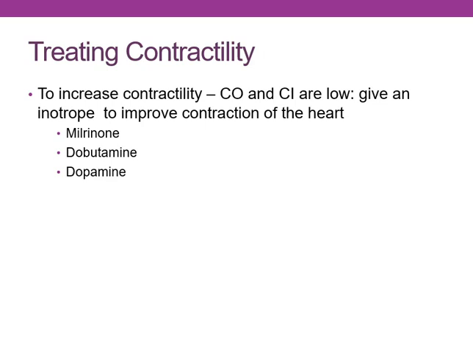So we need to improve the contraction of the heart, and we give them inotropes, or some books refer to them as cardiac glycosides. And I believe that's what your book uses. Inotrope is kind of the easier term to think of. And there's 3 of them: milrinone, dobutamine, and dopamine.